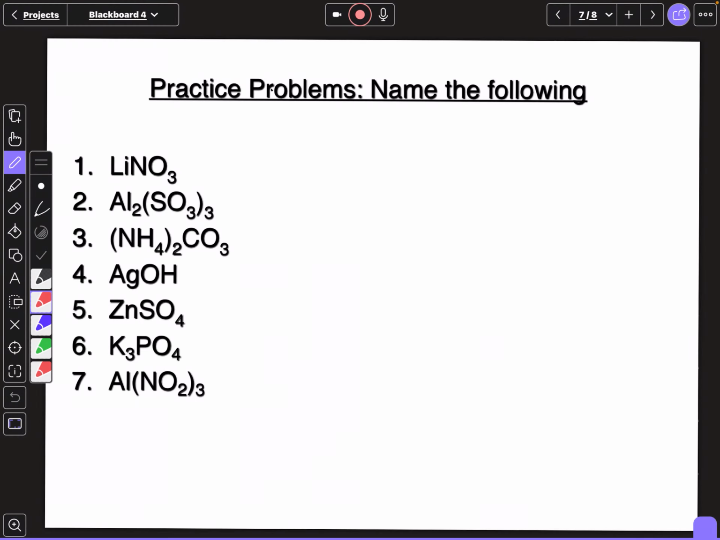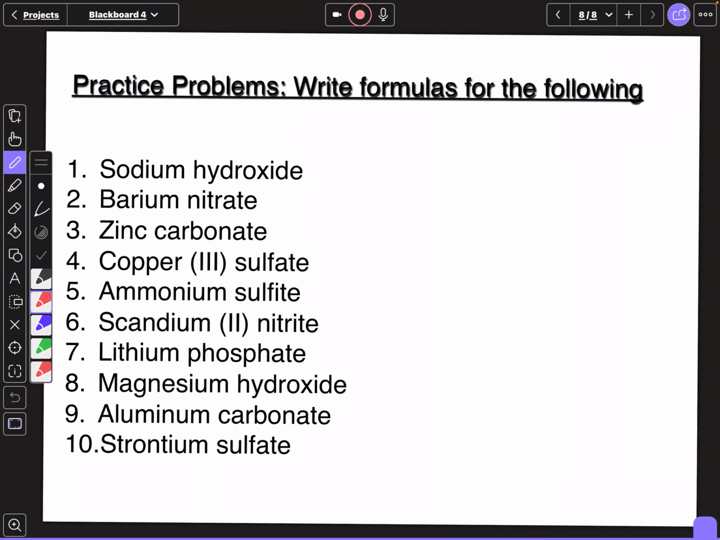Okay, so in these practice problems, the first ones you're going to be naming these, and then on the next ones you're going to be writing formulas. After you get through with these, you can check your answers with the PowerPoint.